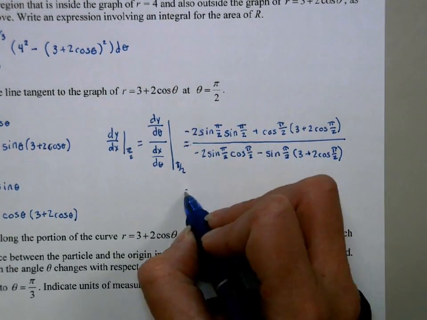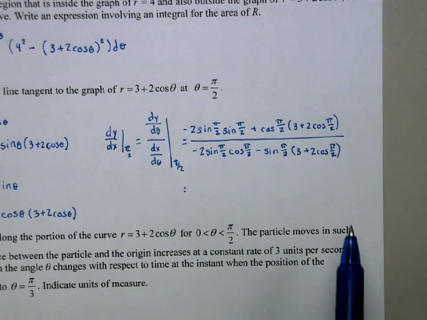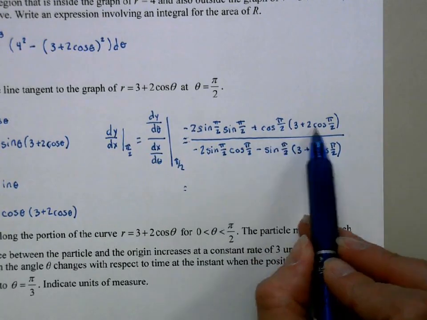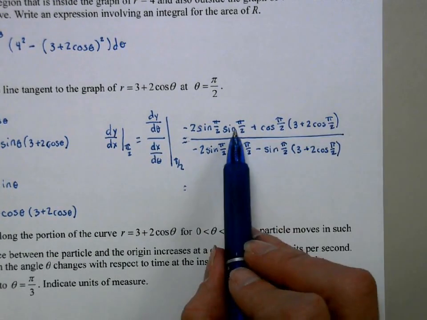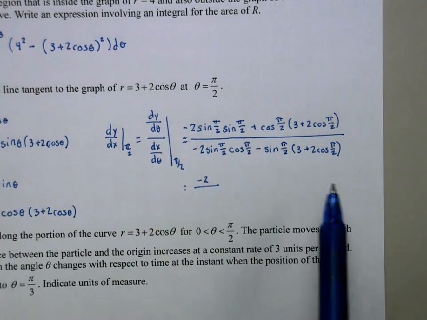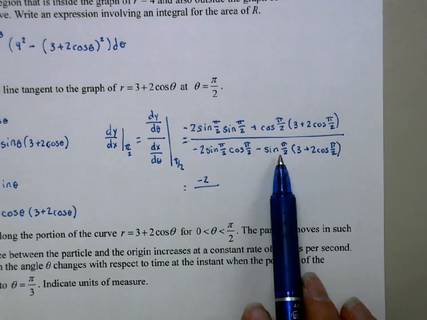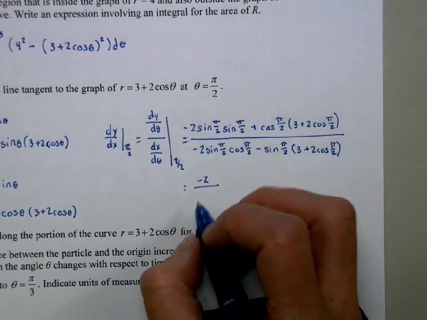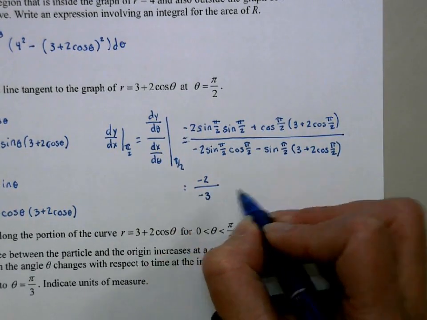Remember, sine of pi over 2 is 1, cosine of pi over 2 is 0. So in the numerator, this is going to go away, and we're going to have 1 times a negative 2. In the denominator, this will be 0. This is going to be 1 times 3 plus 0. So we get a negative 3, which gives us 2/3.